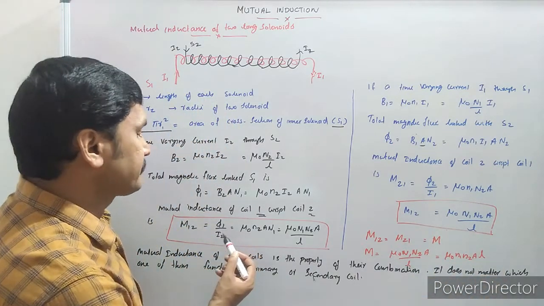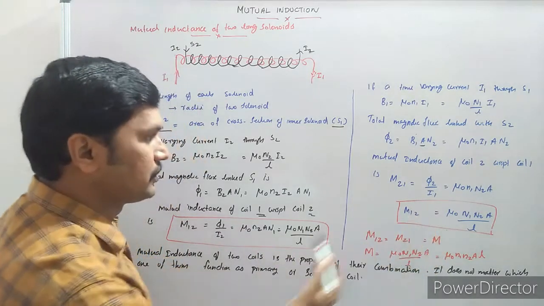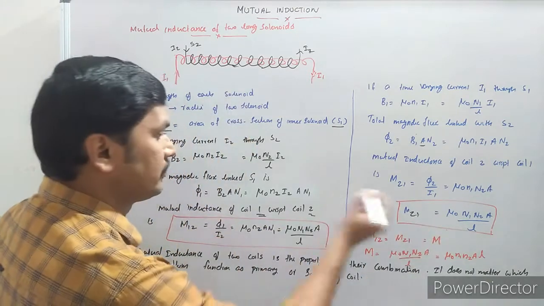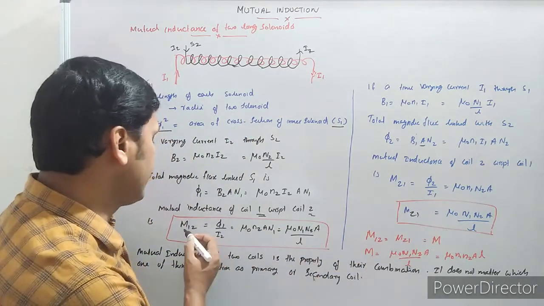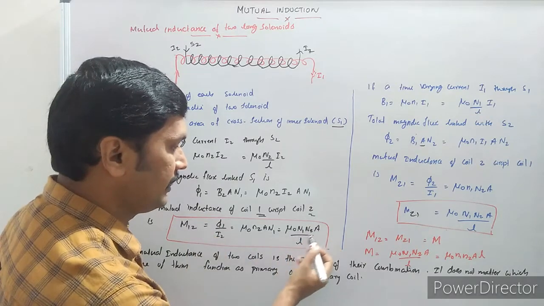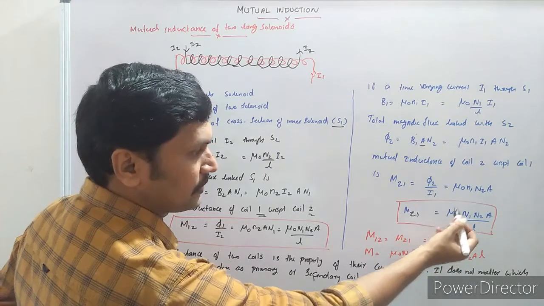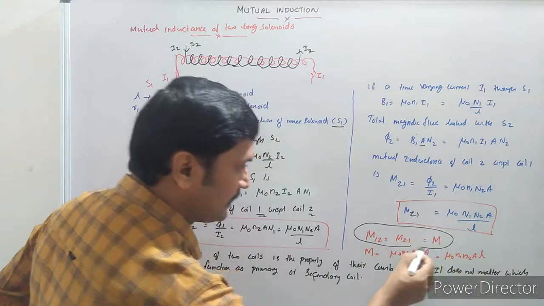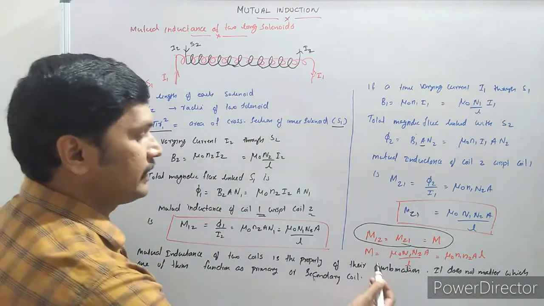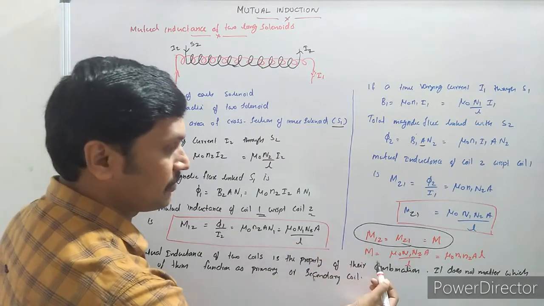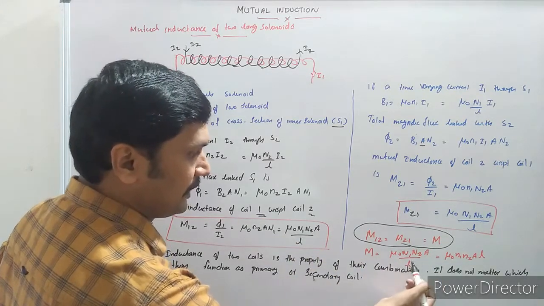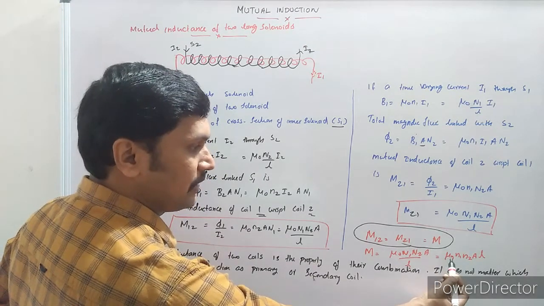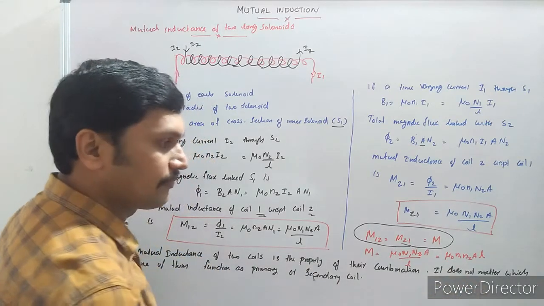Our conclusion is that M12 is equal to M21. M12 is numerically equal to M21 because we get M12 as mu 0 N1 N2 A divided by L, and M21 is also mu 0 N1 N2 A divided by L. So M12 is equal to M21 is equal to M. Commonly we can write the mutual inductance between these two coils as mu 0 N1 N2 A divided by N, or in terms of small n, the number of turns per unit length, mu 0 N1 N2 A into N.